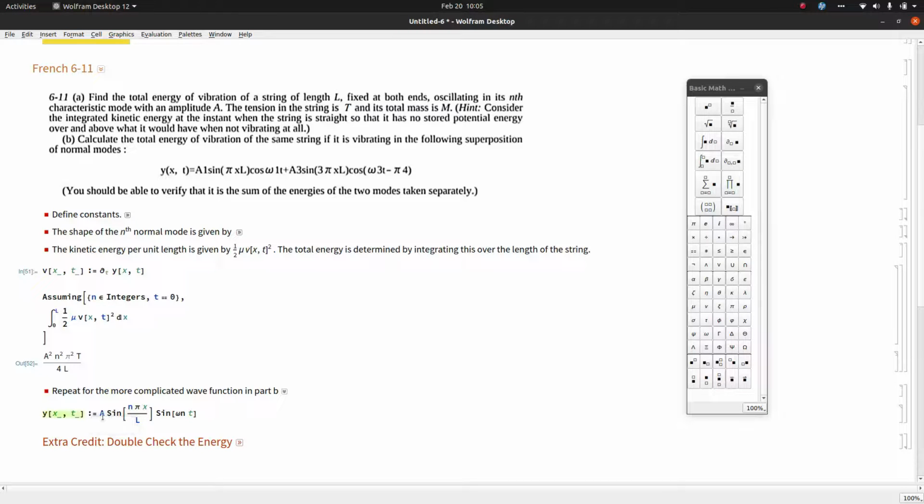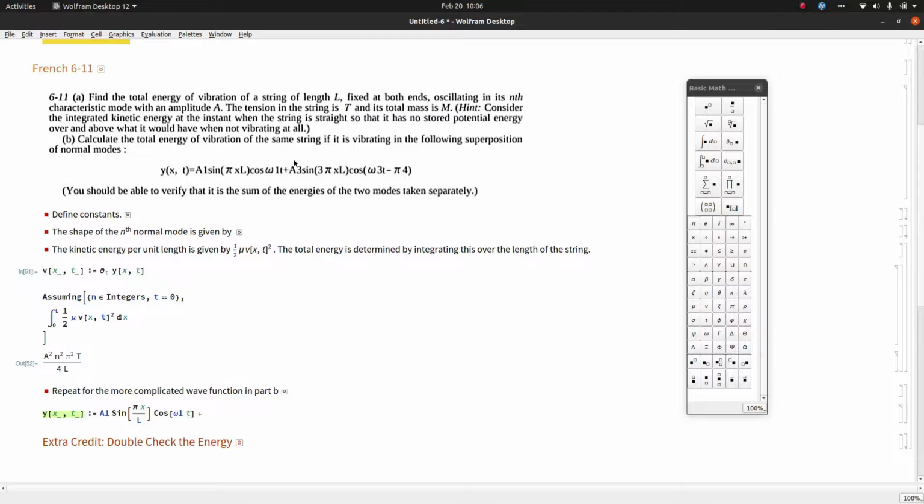So we can see we've got an A1 sine pi x over L. The division line didn't show up there, but we know it has to be there because the units don't work out if it's not. So it's A1 sine n pi x over L. They actually use a cosine here, so I'll change that to a cosine. And it's the frequency of the first normal mode.